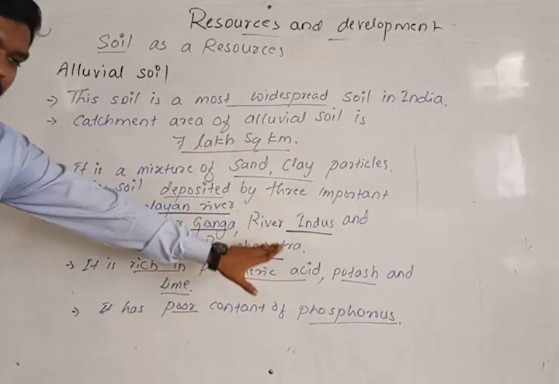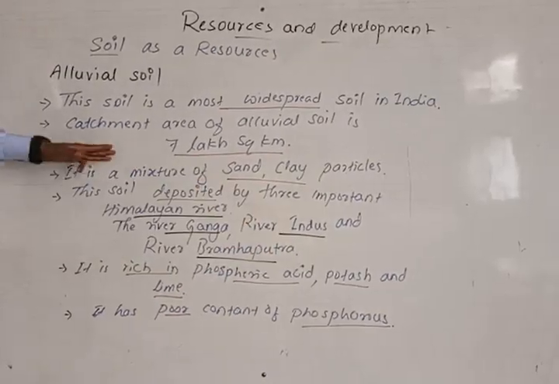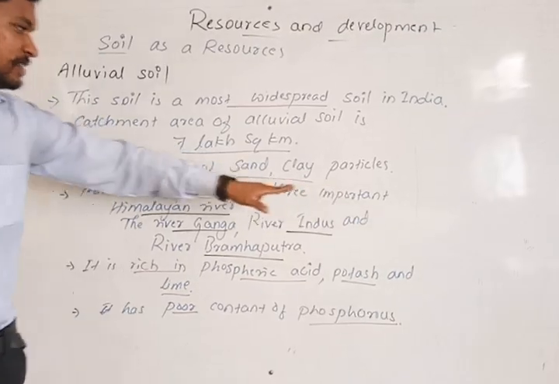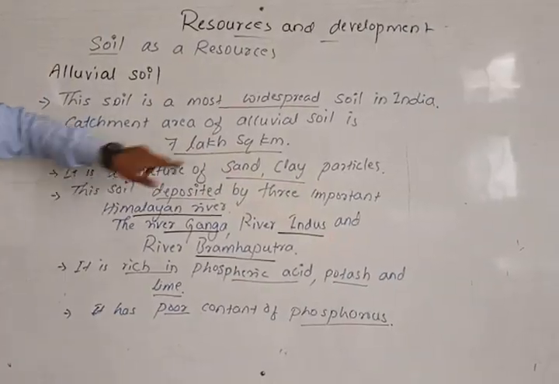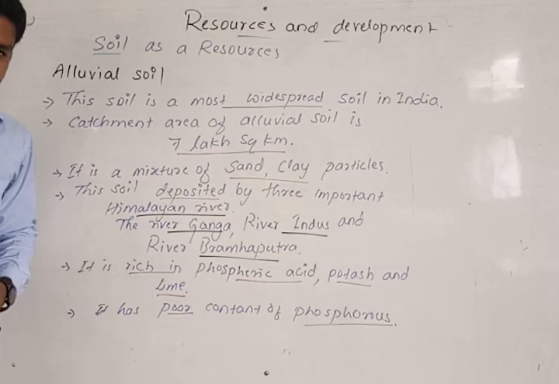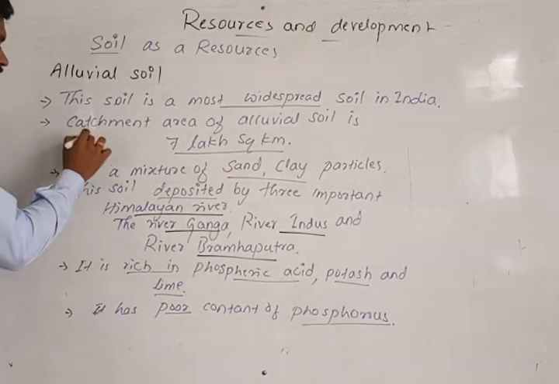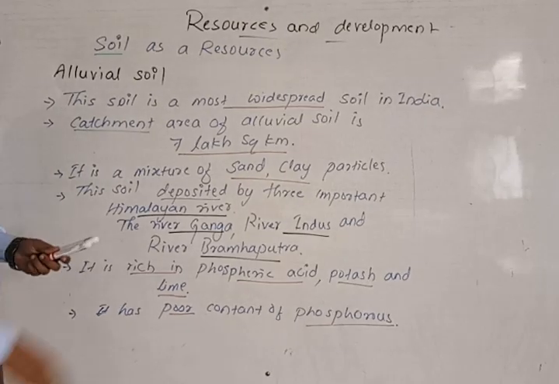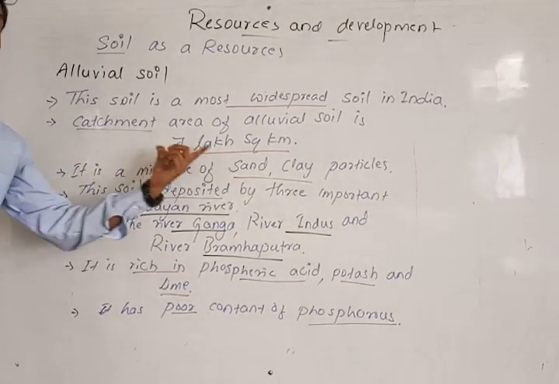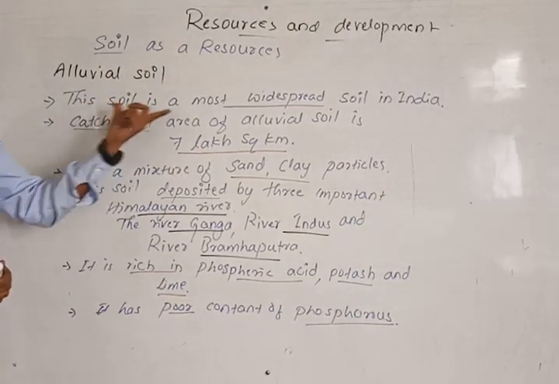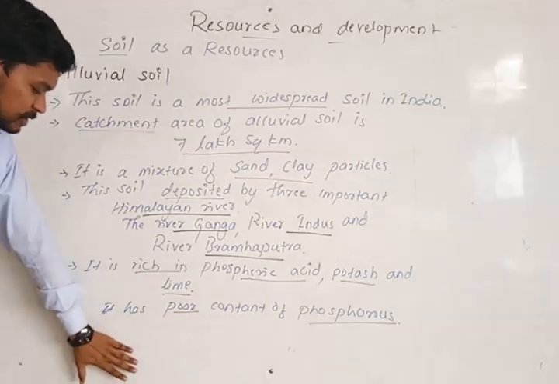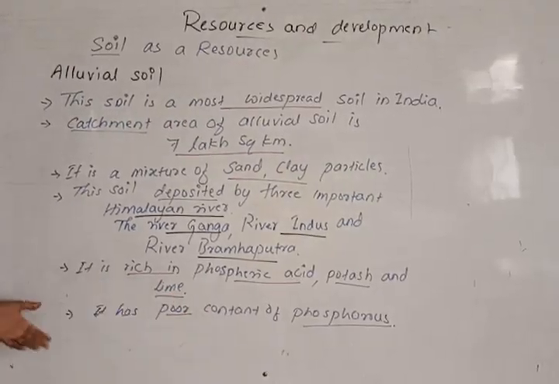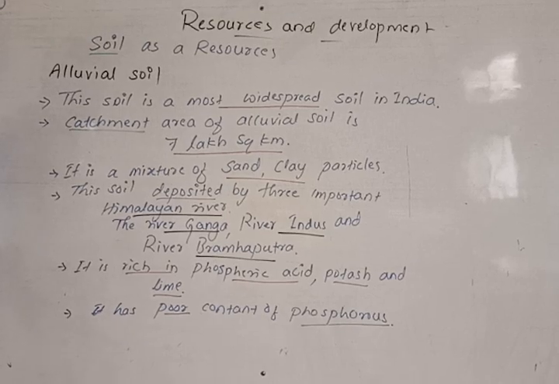This alluvial soil is carried and formed by these three important rivers and their tributaries, and it's a mixture of sand, clay and silt. It has a catchment area of around 7 lakh square kilometer in the northern part of India, and the soil is the most widespread. Right at this point, we'll go to the next continuation point in alluvial soil. We have many things to discuss in the alluvial soil.